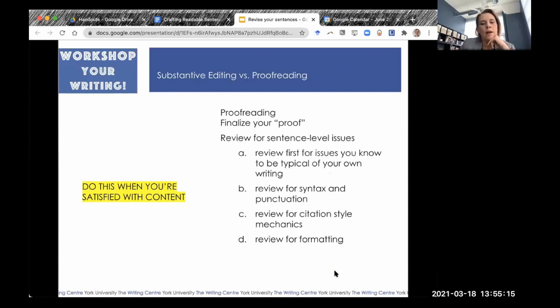Okay, so we're going to get more interactive now. Sorry, I've just been going on and on, but we're going to focus now on proofreading to finalize that proof before you hit publish, aka submit for your professor. And so in proofreading, what you're doing is you're reviewing sentence level issues.